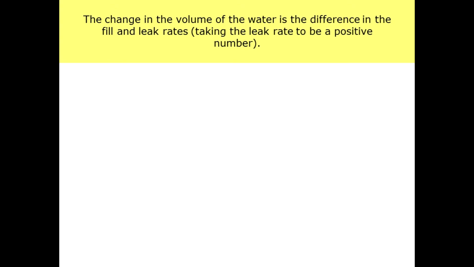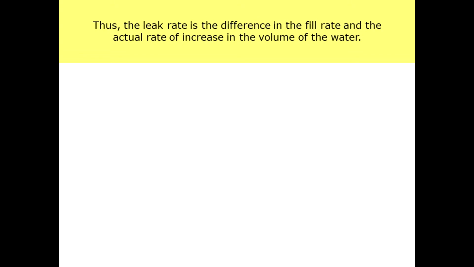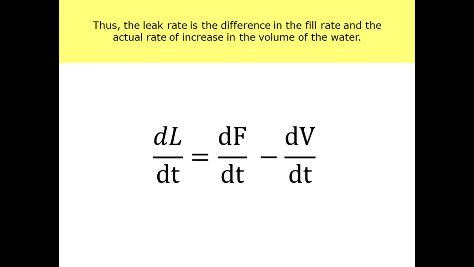The change in the volume of the water is the difference in the fill and leak rates. dV over dt is equal to dF over dt minus dL over dt. Therefore, we can say that the leak rate would be the difference in the fill rate and the actual rate of increase in the volume of the water. dL over dt will be equal to dF over dt minus dV over dt. This is done by transposing.